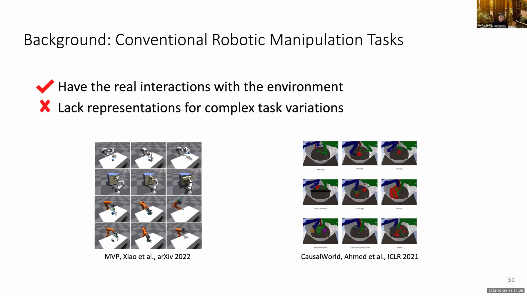I would also like to mention that in conventional robotic manipulation tasks, they have real interaction with the environment. However, those tasks often lack the representations for complex task variations. For conventional robotic manipulation, each task is viewed as a fixed category. There is no compositionality across tasks. Each task is just viewed as a numeric label.